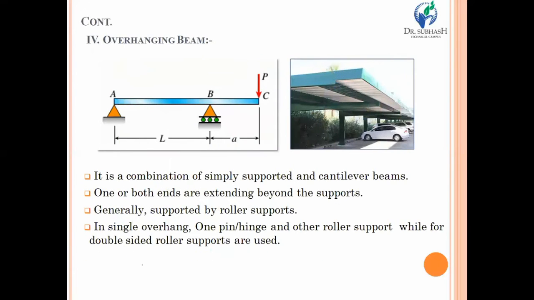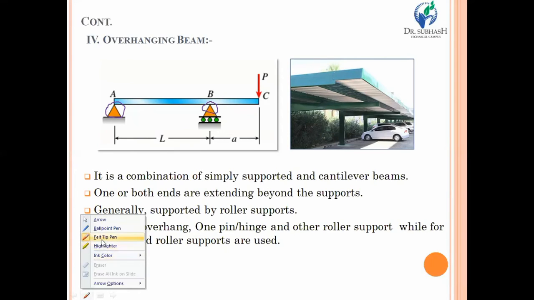Then the fourth type of beam is the overhanging beam. It is also very similar to the simply supported beam, except for a few things. Look at the diagram carefully. One end of the overhanging beam is pin supported, whereas the other is roller supported. Exactly like what we have discussed in the continuous beam. But there is a basic difference between the continuous beam and the overhanging beam, and that is that in the case of the continuous beam we are using more than two supports, but in the case of the overhanging beam there are only two supports. One is pin and the other is roller support.